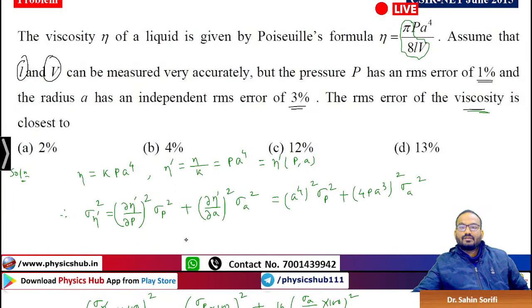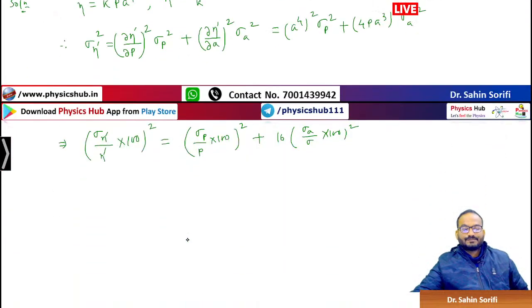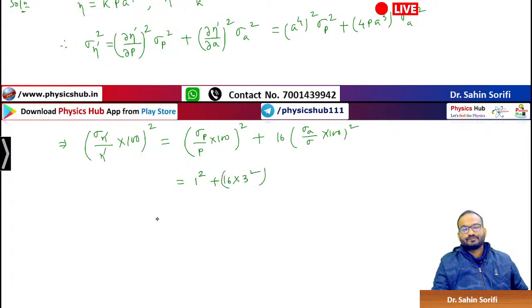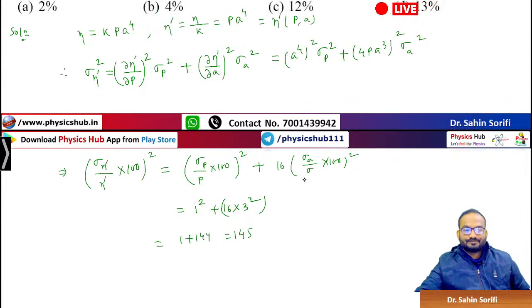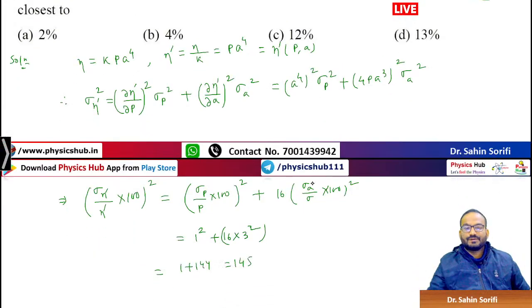Error in pressure P is 1%. So we have written in terms of percentage, so it is 1 square plus 16 into 3 square. So 1 plus 144, 145. So approximately we can say 12%.